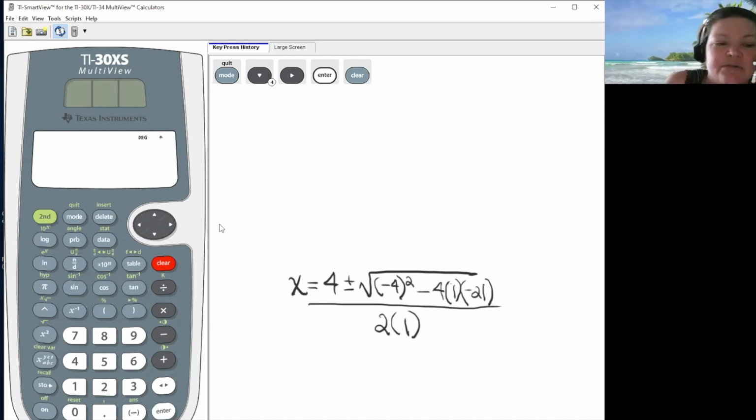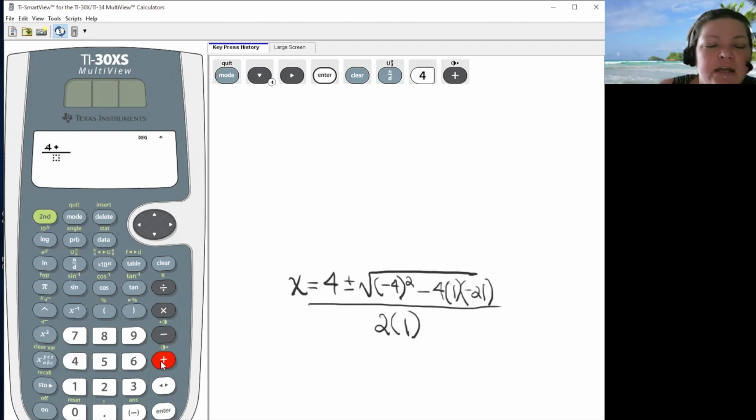Now, to type this in, again, we want our fraction first, so hit the N over D button. It should be blinking like that horizontal on your screen if you're in the right mode. And then we type 4, and we're going to start with the plus. And now I want the square root.